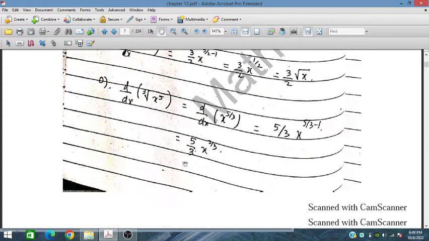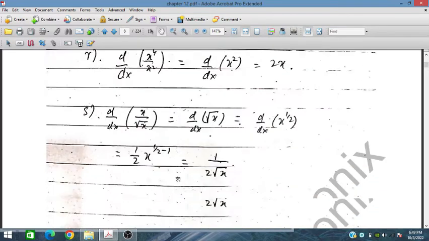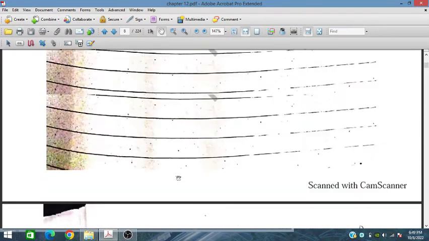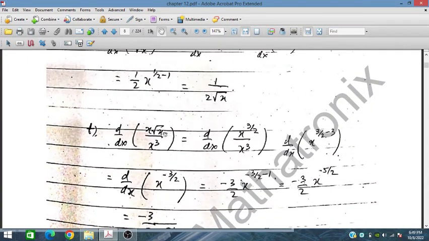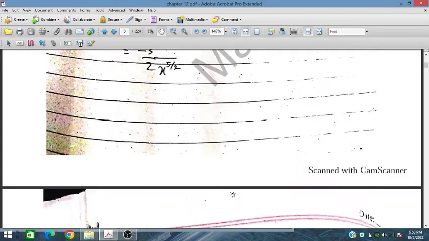Similarly for this one, x cube gives 3x square. For the next one, we have the square root of x divided by x power 3. We can say this is x power 3 by 2 in the numerator and x power 3 in the denominator, and simplify it to x power minus 3 by 2. If you take the derivative, n comes forward and then n minus 1. So this is the derivative dy by dx of this.